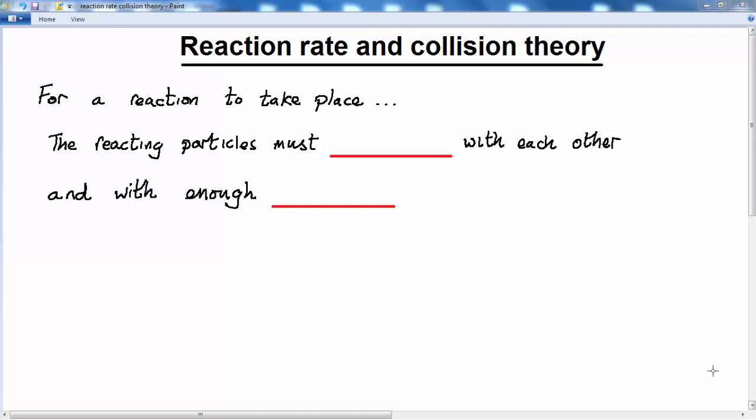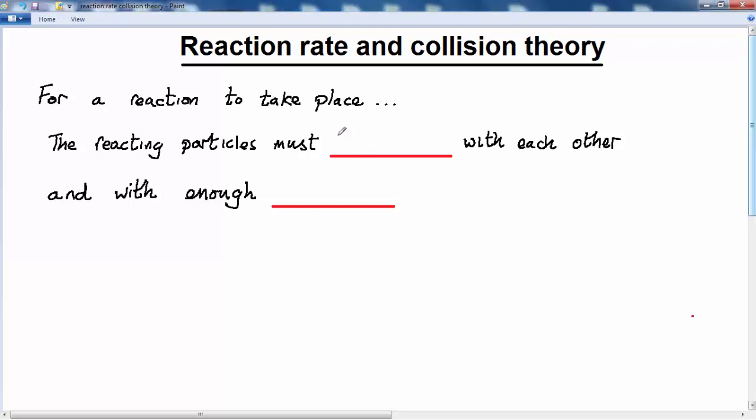In this lesson we're going to be looking at the reaction rate of a chemical reaction in the context of the particle model. That's to say, in what is known as collision theory. So we're looking at how reaction rate depends upon how particles collide with each other. So what we can say is that for any reaction to take place, the reacting particles, that's to say the particles of the reactants involved, must collide with each other.